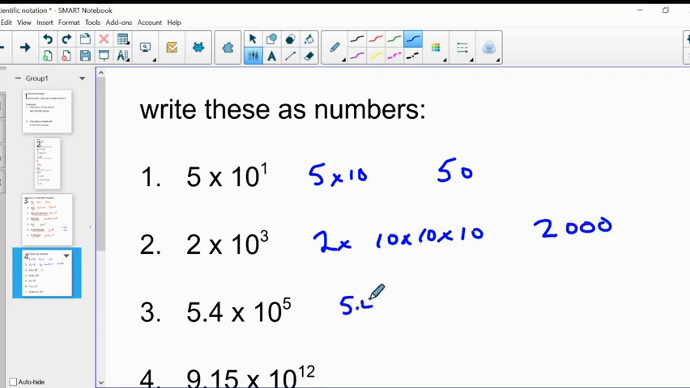This one is 5.4, and I need to move my decimal place 5 places, and it's going to be a bigger number, so I'm going to move it over here 5 places that way. So it's going to be 540,000.